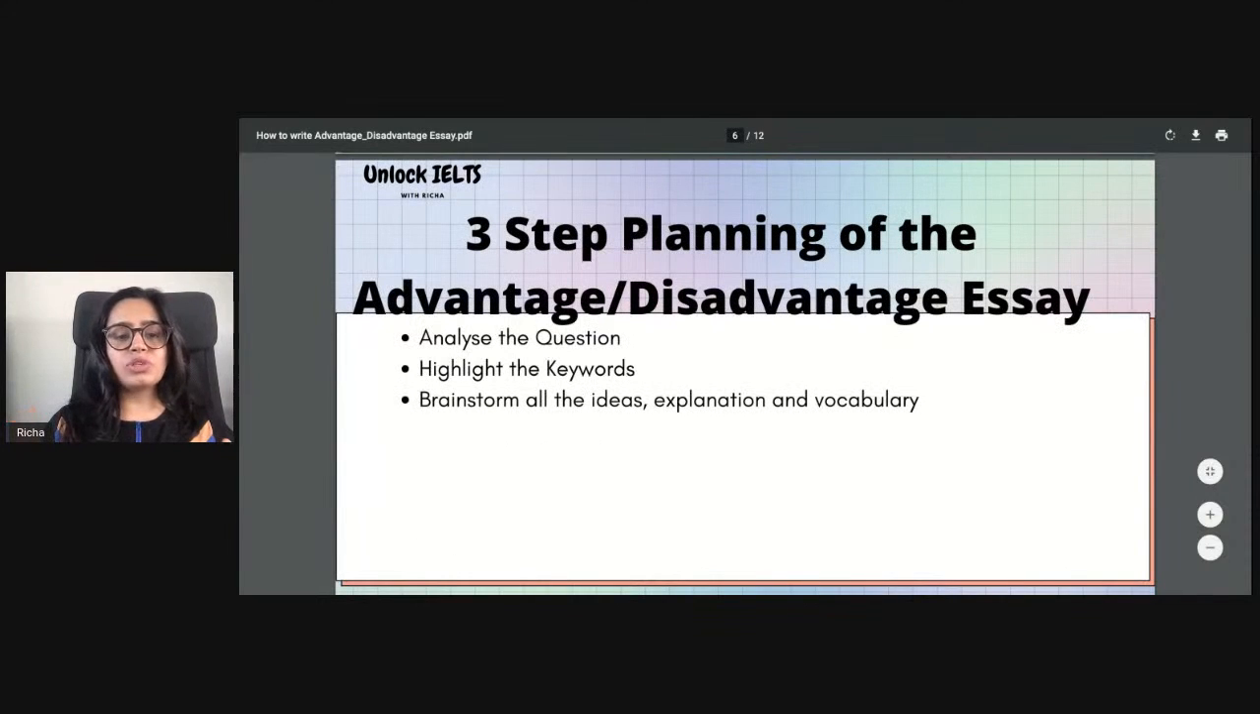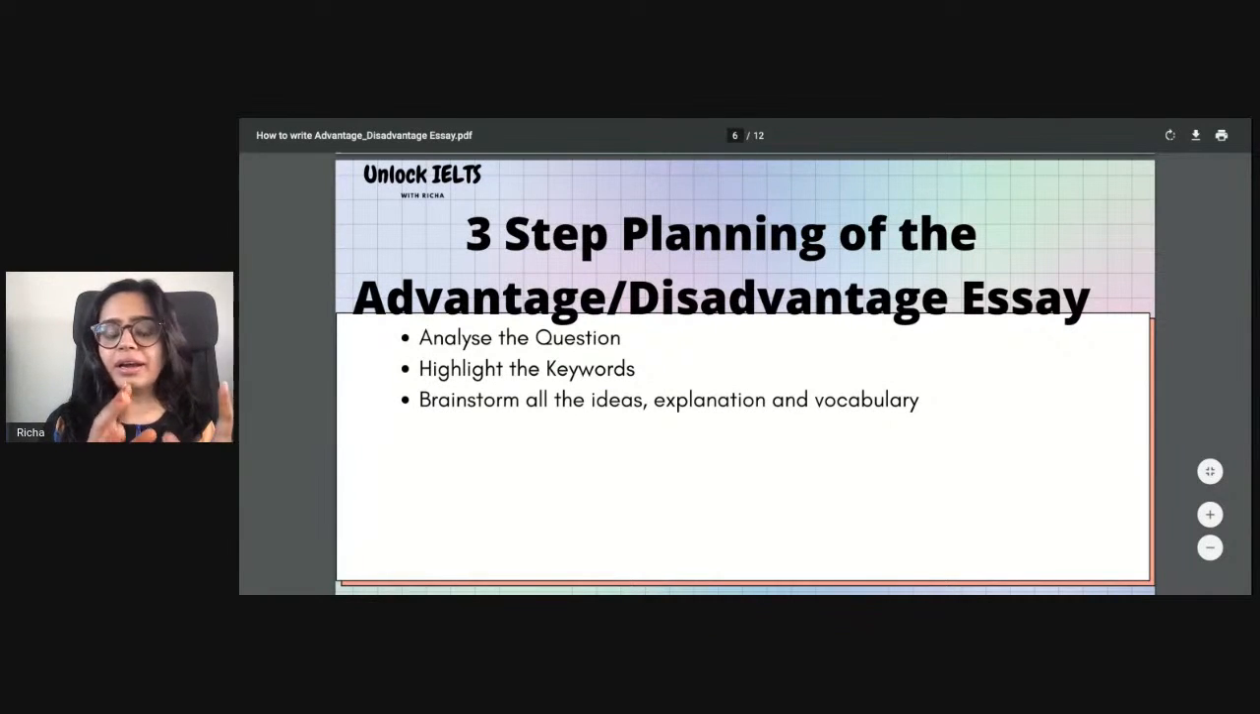Now comes the most important step: our three step planning of the advantage disadvantage essay type, and it only involves three steps and a couple of minutes. Let's have a look. You should begin with analysis of the question. You should identify what type of question it is. Then you need to highlight the keywords. And lastly, spend 1 or 2 minutes brainstorming all your strong points, explanation, vocabulary, and examples.